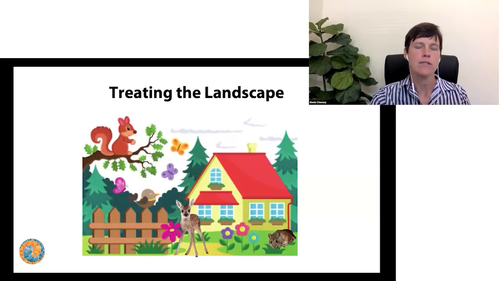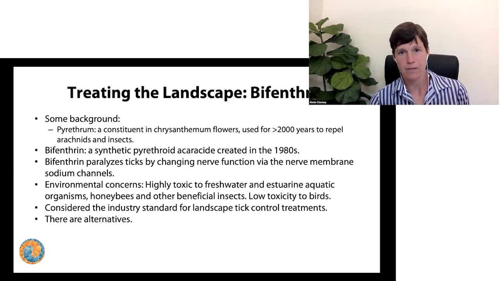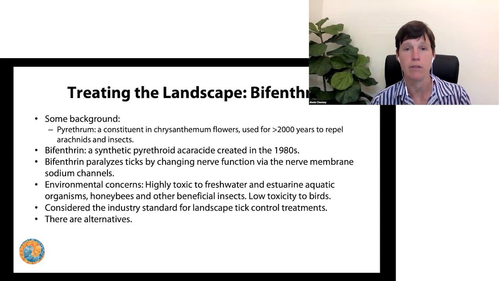All right, so let's talk about treating the landscape. So we have our lovely yard with our mouse and our deer. So first to just talk about, what's the industry standard, right? And for better or worse, what's the most effective? Treating the landscape is using something that's a pyrethroid called bifenthrin, which is the most commonly used, but there are many options. So this is a synthetic pyrethroid as well, like permethrin, that paralyzes ticks and therefore kills them.